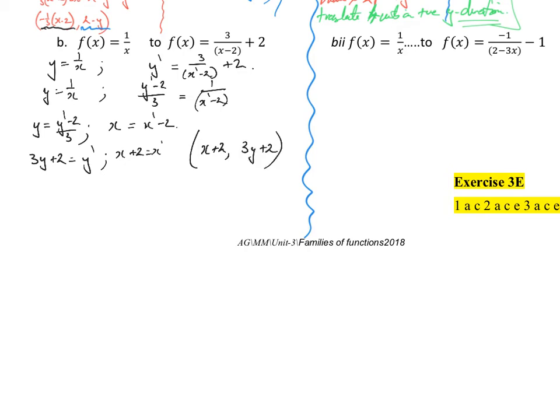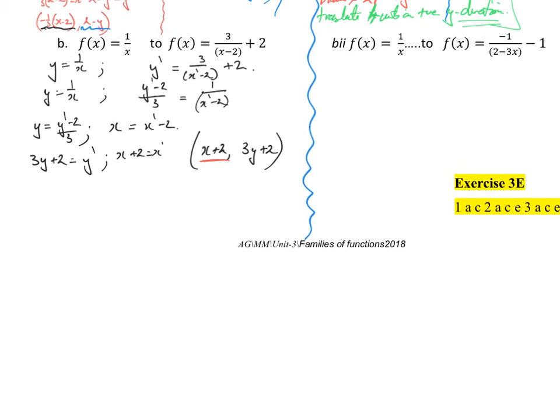So add 2 to the x value. If I add 2 to the x value, we translate in the positive x direction by 2 units.